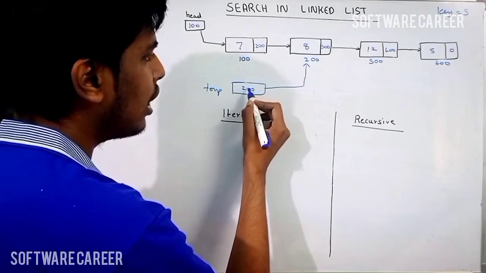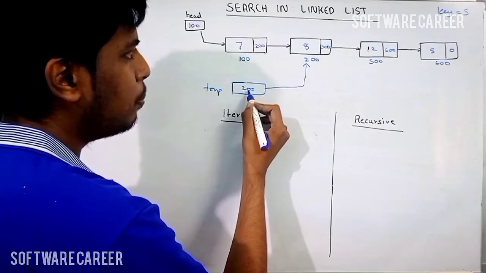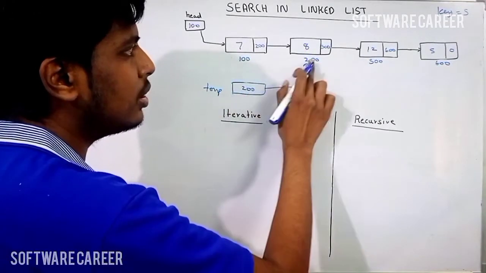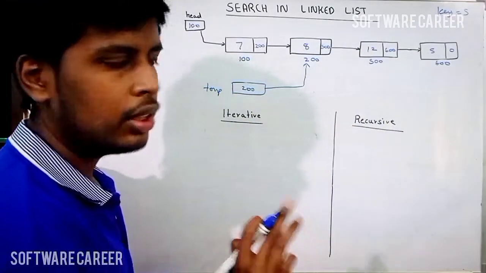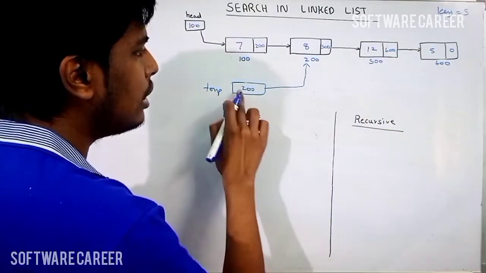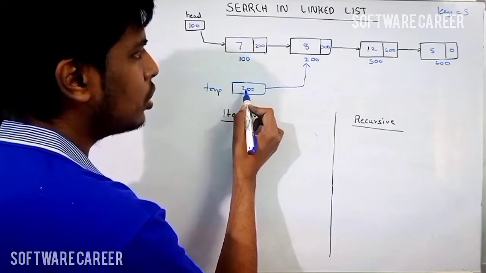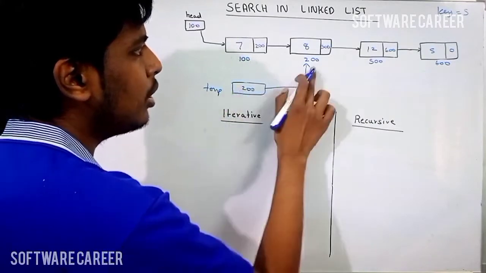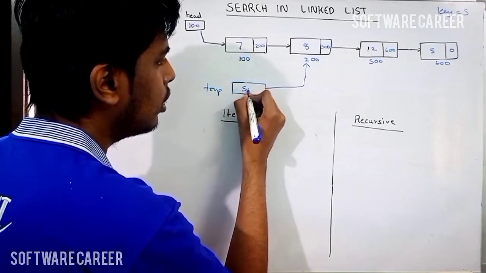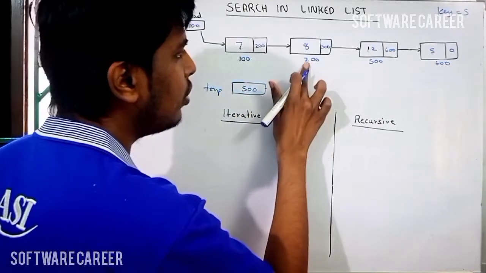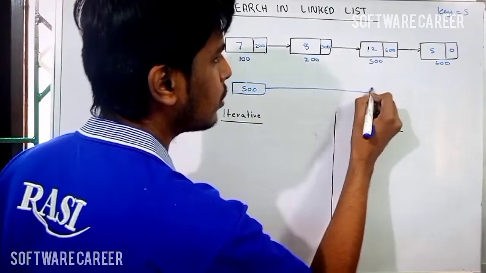Now you will again check whether temp's data, that is 200's data, is what? 8. Whether 8 is equal to this key element? No, it's not equal. So I'll change the temp value. Temp equals temp next. Temp is 200, 200 next is 500. So I'll change this value to 500, and this pointer will point towards this node.